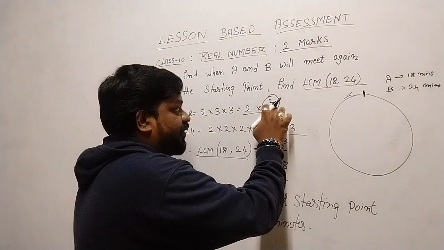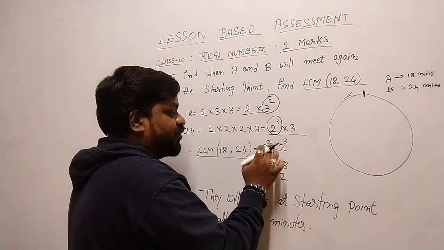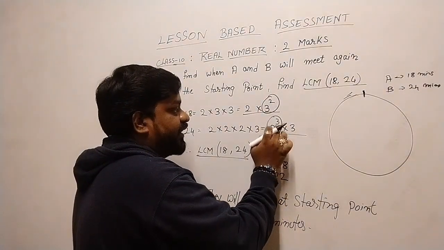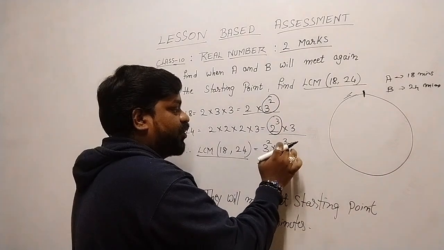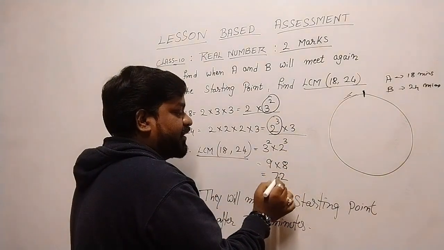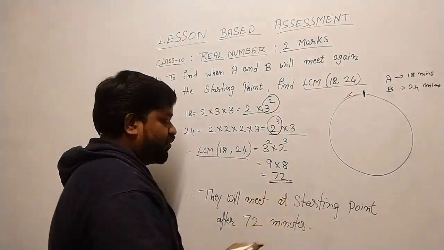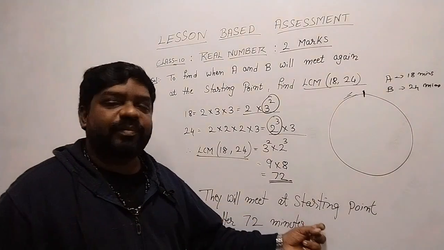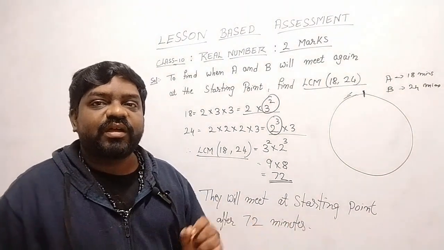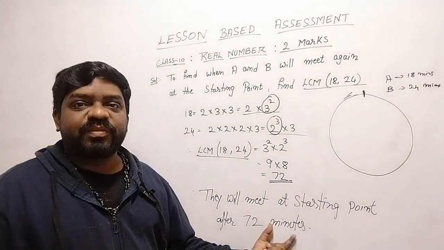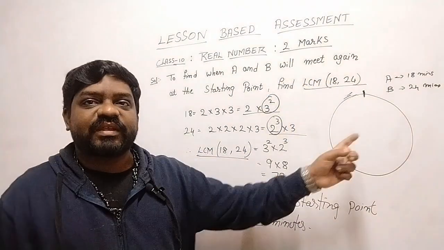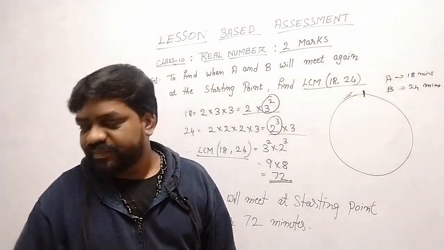For 3, the highest power is 2, that is 3 square is 9. For 2, the highest power is 3. 2 cube is 8. 9 8s are 72, which means they both will meet at the starting point after 72 minutes of starting the journey.